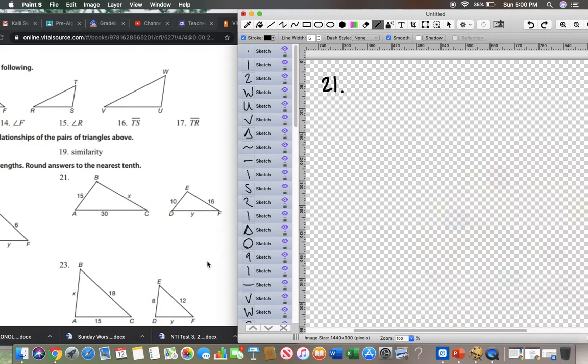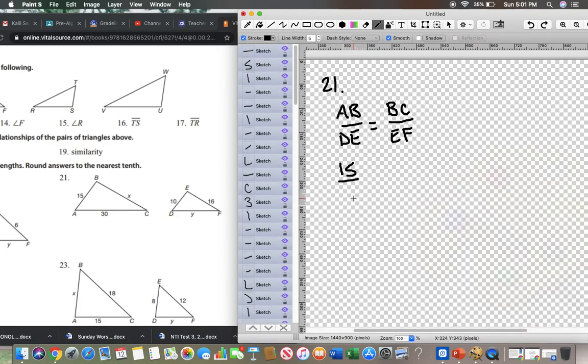Now, what kind of triangles are these? These are similar triangles. So if they're similar triangles, then their sides are proportionate. So therefore, AB over DE is equivalent to or proportionate to side BC, which is actually one of the missing lengths that we need to find, BC over EF. So let's plug in our values. What is AB? AB is 15. DE is 10.